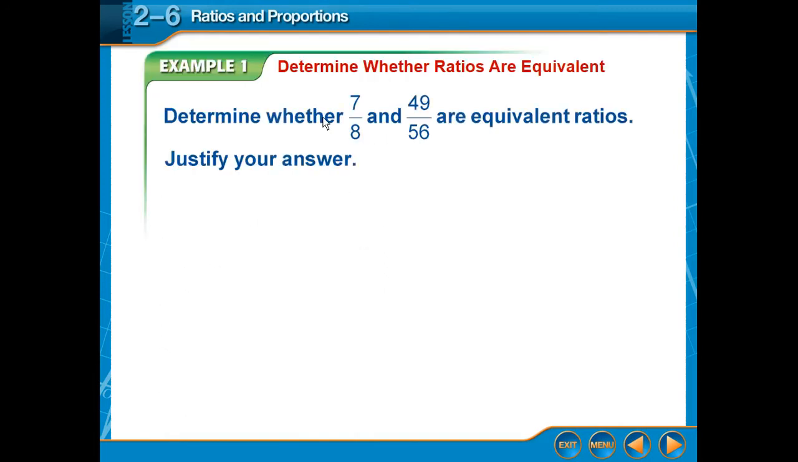Okay, so the first thing we want to be able to do with ratios is tell if they are equivalent. If they are equivalent, that is called a proportion. Looking at this, 7 over 8 and 49 over 56. If I multiply 7 by 7, I get 49, and if I multiply 8 by 7, I also get 56. Because I do the same operation to the top and to the bottom, it is a proportion.